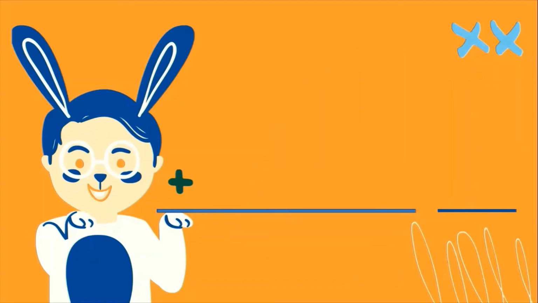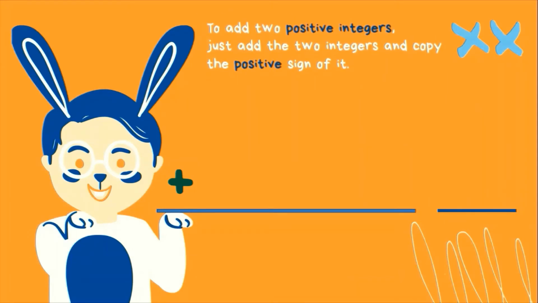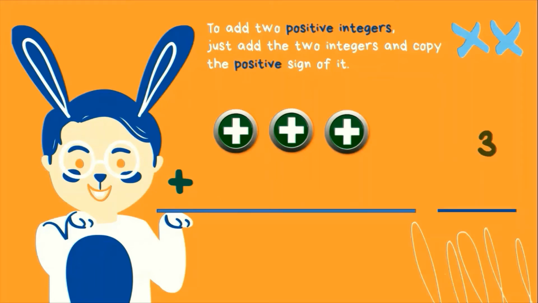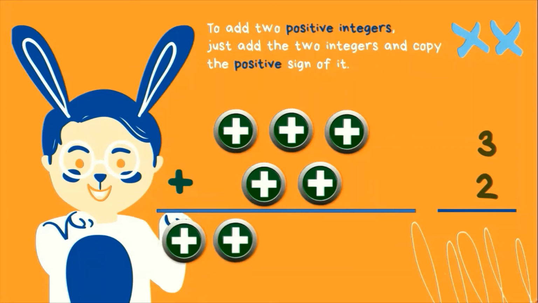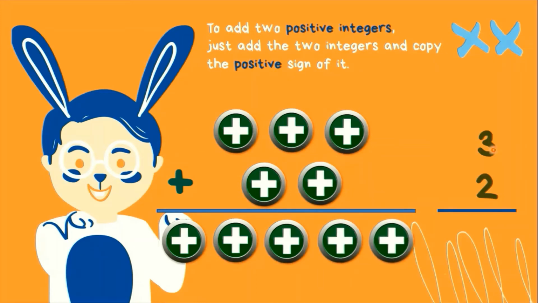Addition of integers. To add two positive integers, add the two integers and copy the positive sign of it. Meron tayong positive 3. I-add natin siya kay positive 2. We just need to combine all these. Meron tayong 1, 2, 3, 4, and 5. Because 3 plus 2 is equal to positive 5. Itong dalawa ay positive integers, therefore ang sagot natin ay positive 10.